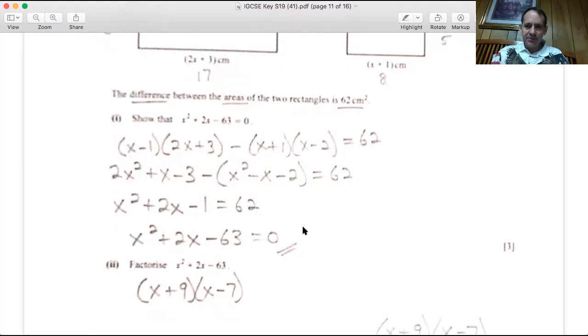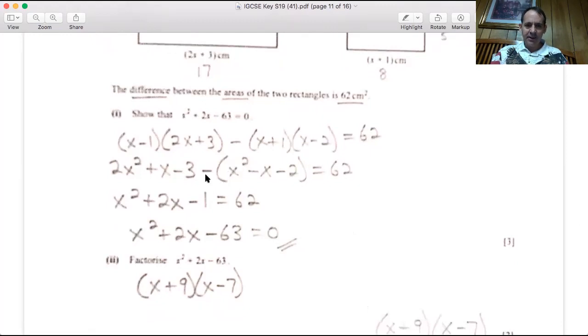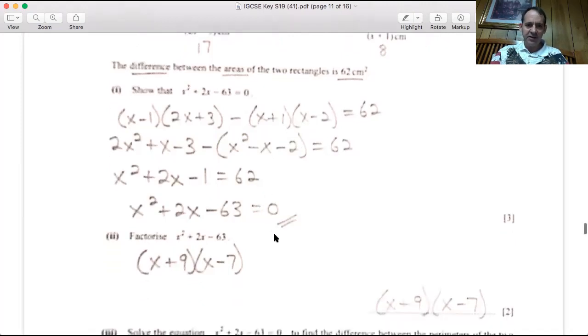Again, one of the biggest mistakes is when students don't realize they need parentheses, because this minus goes to everything that follows it, not just to the first term. So that negative has to distribute. So a minus x squared. So 2x squared minus x squared is 1x squared. X minus a negative x, meaning plus x, gives you 2x. Negative 3 minus negative 2, or plus 2, will give you a negative 1, equals the 62. Subtract the 62 to the other side, and you get what they want. X squared plus 2x minus 63 equals 0.